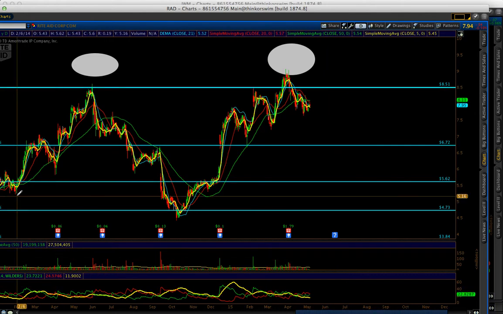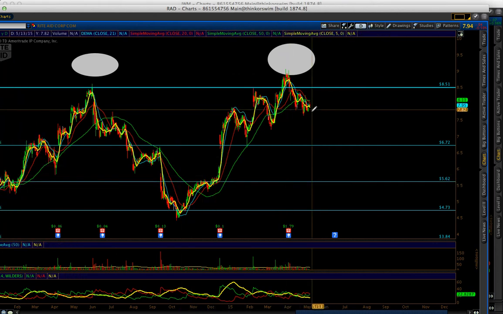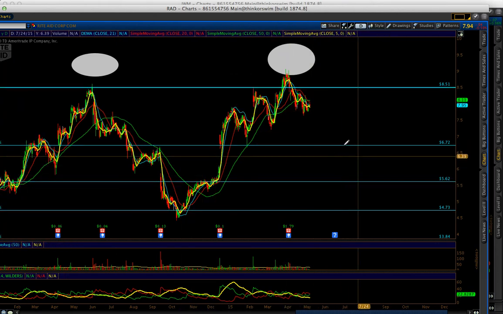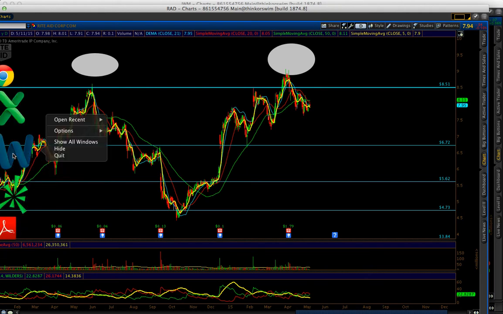DMI is bearish, but ADX is very low. So there is nothing to do right here. Just wait for a nice entry around $6.72. Now let's talk about another one.